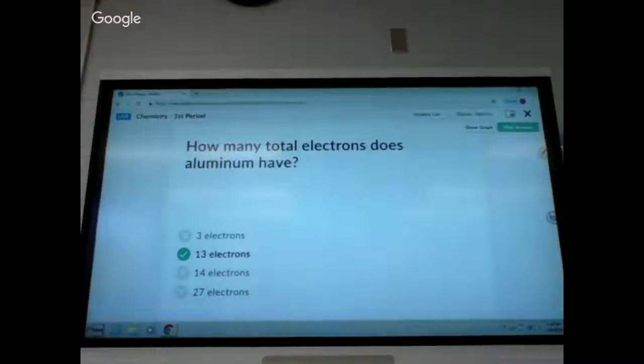Alright, so the answer is 13. Okay? Because I said how many total electrons. So what do we use? Atomic number or outer shell? I looked at the atomic number. If I said how many outer shell electrons, you would pick the 3. But I said total electrons, so you gotta use the atomic number.